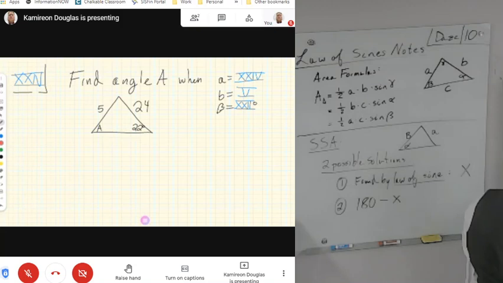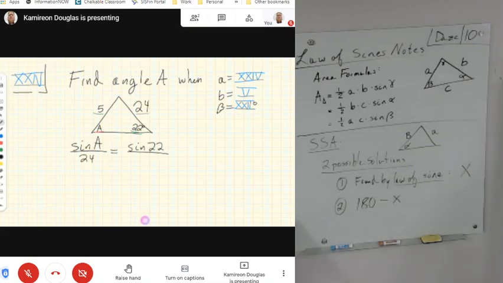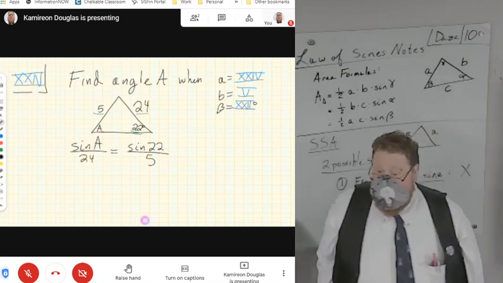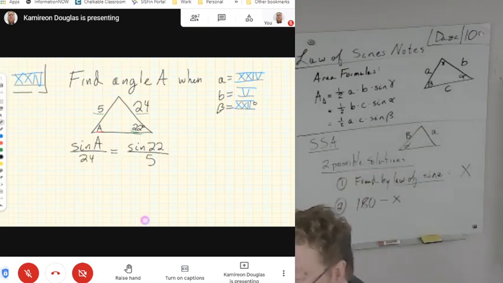First of all, which pieces go together? Well, angle A and the 24 are going to go together. They are opposites. So when I set up my law of sine, I'm going to do sine of A over 24 equals. The second one will be the 5 and the 22. They are opposites, so they're going to go together. So sine of 22 over 5. This is a good setup. I know it's a good setup because I have a single variable in my fractions.